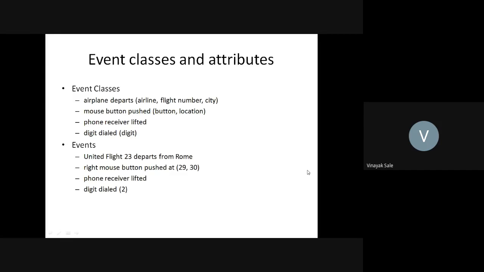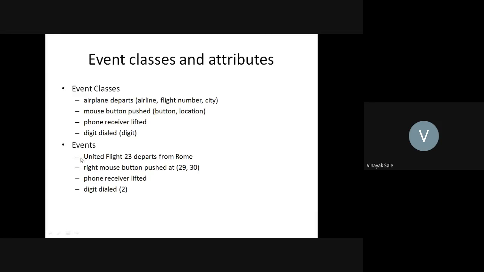Then event classes and attributes. What is an event class? Suppose an airplane departs. An airplane departs event has an airline, flight number, and from city to city. So this is the event class regarding airplane departs.